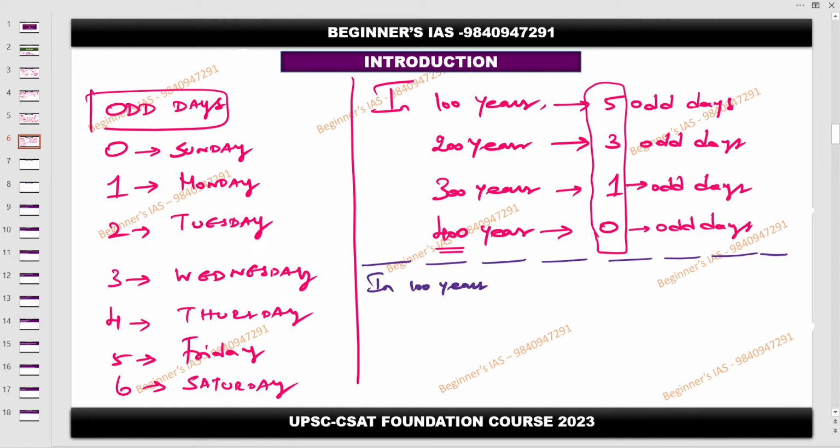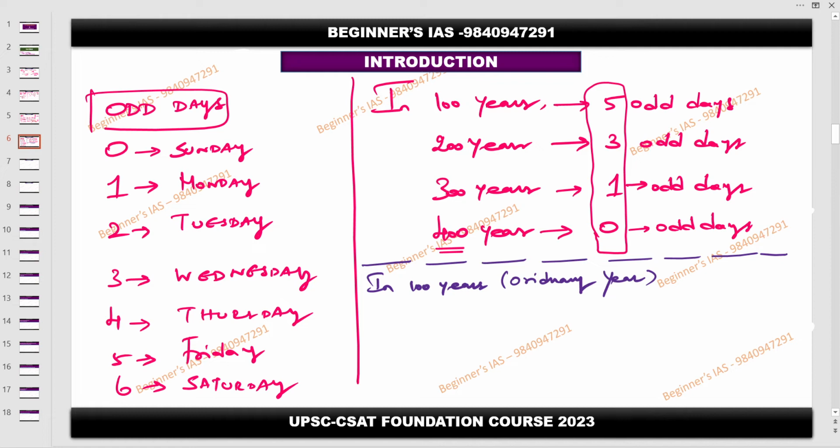100 years. Whether it is a century year, it is an ordinary year, right? Even though it's a century year. Why is it an ordinary year? Since it is not divisible by 400. A century year means 100 is a century year, but it is not divisible by 400. Therefore, it is an ordinary year.